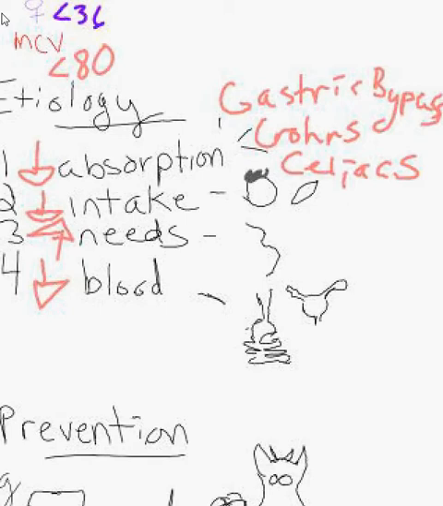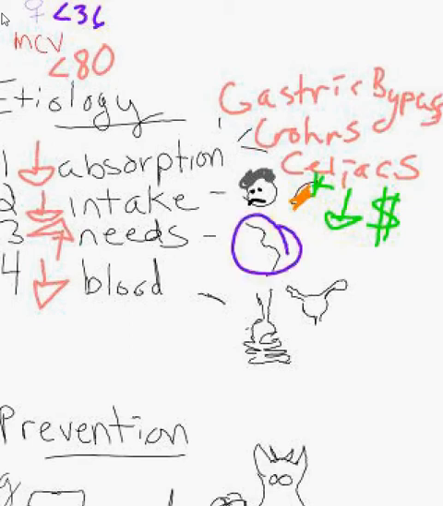Intake, consider the population, so elderly people might just not be getting enough food, enough iron-rich food specifically. Strict vegetarians, and people without enough money. Strict vegetarians because meat is a primary source of iron. Increased needs is one of the reasons that pregnant moms and breastfeeding moms are affected, as well as children, because they are growing.